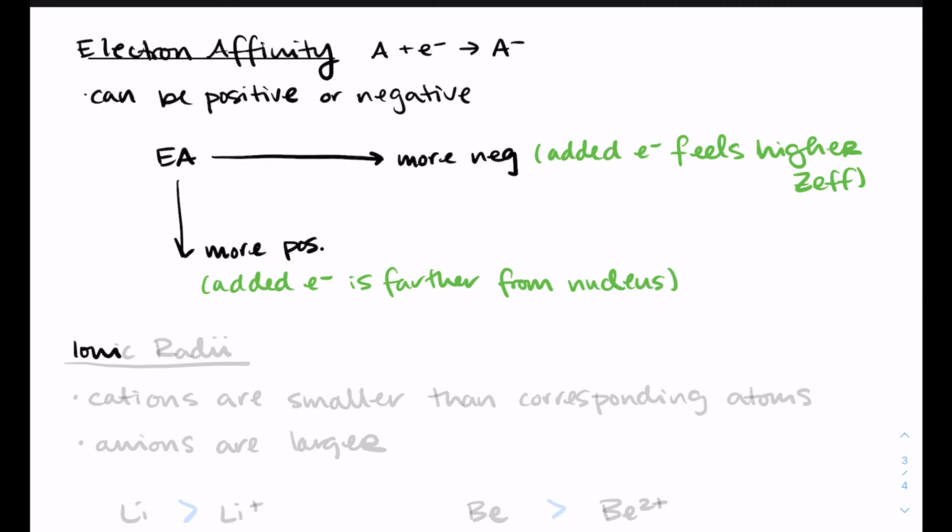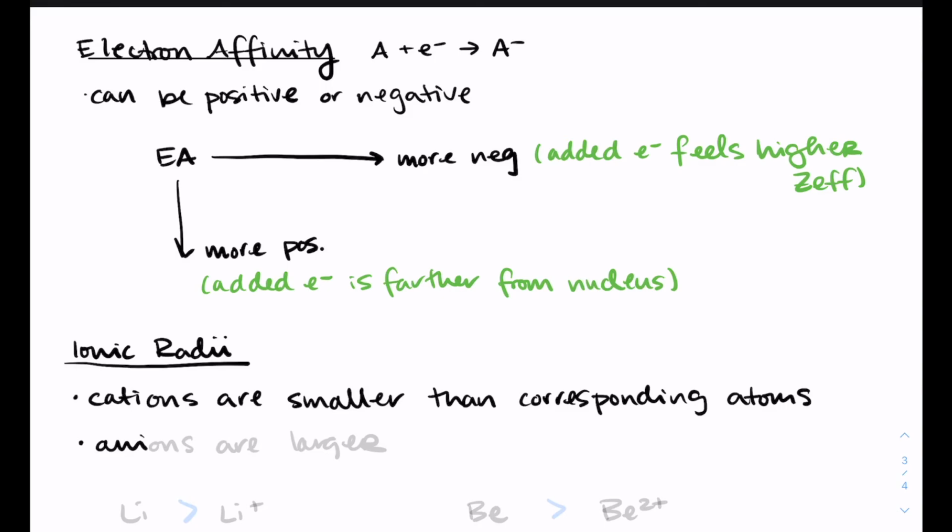The last piece to talk about in terms of size that's related to all of these factors is ionic radii. So what we need to know and think about for cations and anions: if you take an atom and turn it into a cation, the cation will be smaller than the neutral atom. If you take an atom and turn it into an anion, the anion will be larger than the neutral atom. So I have some examples here for us to see it with exact sizes.